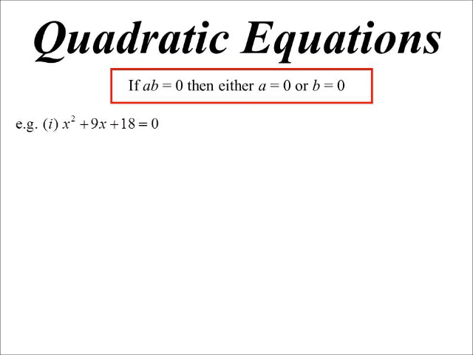So if we can factorise it into its linear factors, we know that one of those factors has to be 0. So multiply to 18, add to give 9: 6 and 3. So either x plus 6 is 0 or x plus 3 is 0, giving us the two possibilities: x is minus 6 or x is minus 3.